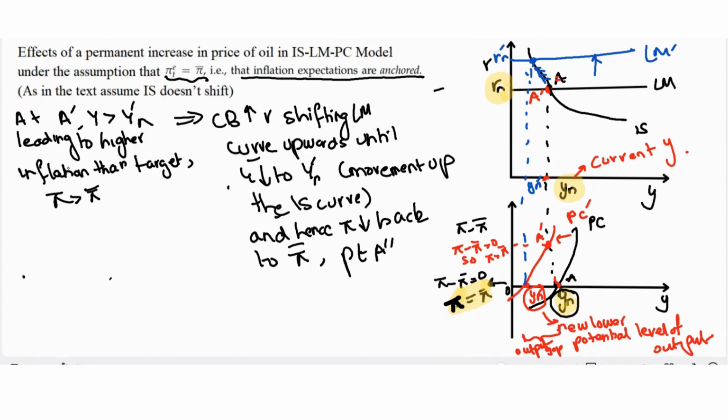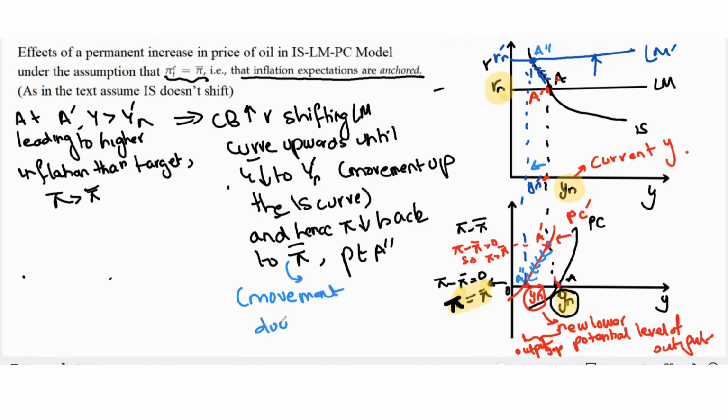So what is going to happen is Y decreases to YN prime. We were at point A prime, and then we're going to move over here to A double prime. As output goes down to the new lower potential level of output, inflation is going to go back down to target. So this is going to be a movement down the new Phillips curve.